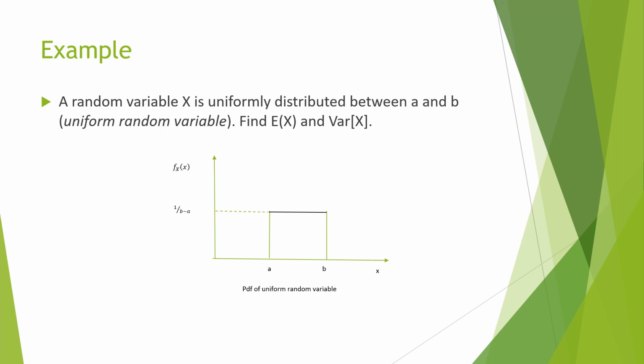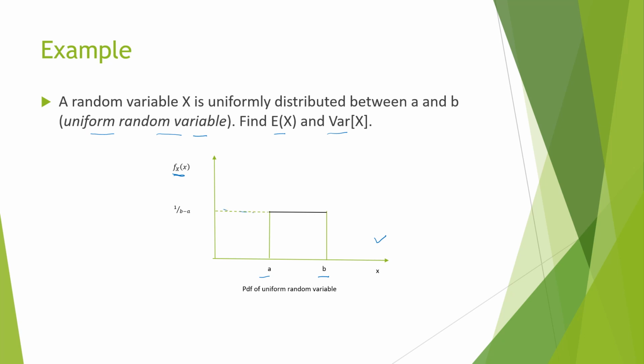We take one example here. We'll consider a uniform random variable and then calculate its mean value and its variance. First we understand what a uniform random variable is. If the PDF, the probability density function f_X(x), is uniformly distributed between the interval a and b, then it is known as a uniform random variable. Now we can see this diagram wherein the PDF is uniform between a and b.